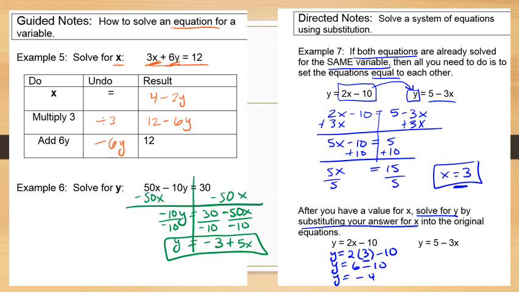I'm going to check that with the other equation. So y equals 5 minus 3 times 3. y equals 5 minus 9. So y equals negative 4. Since I got negative 4 in both equations, that tells me that this is a solution to the system of equations. And so the solution overall is going to be a point, an x-coordinate and a y-coordinate, in this case 3, negative 4. So that is my point that's a solution to this system of equations.